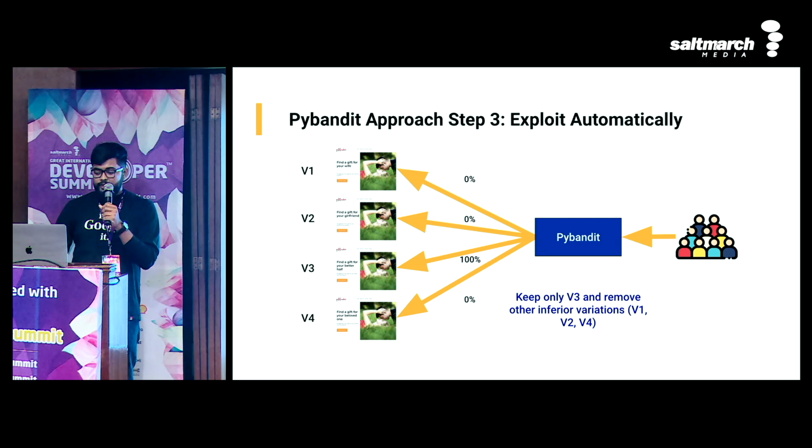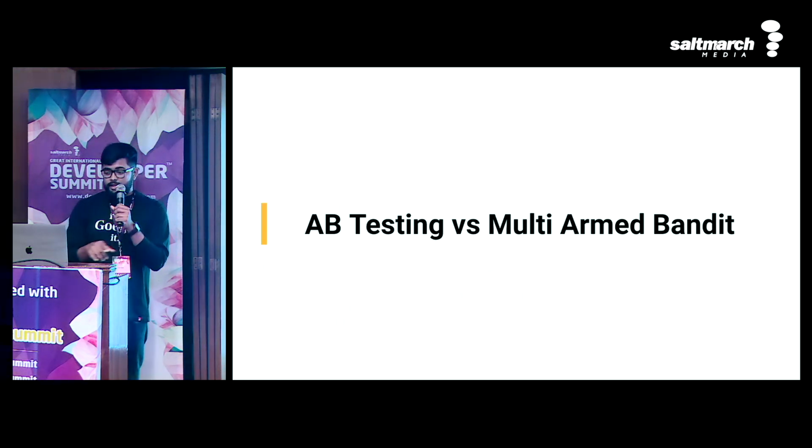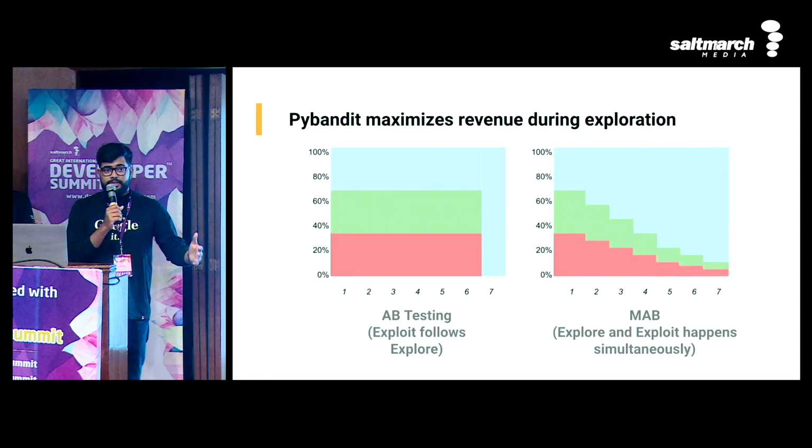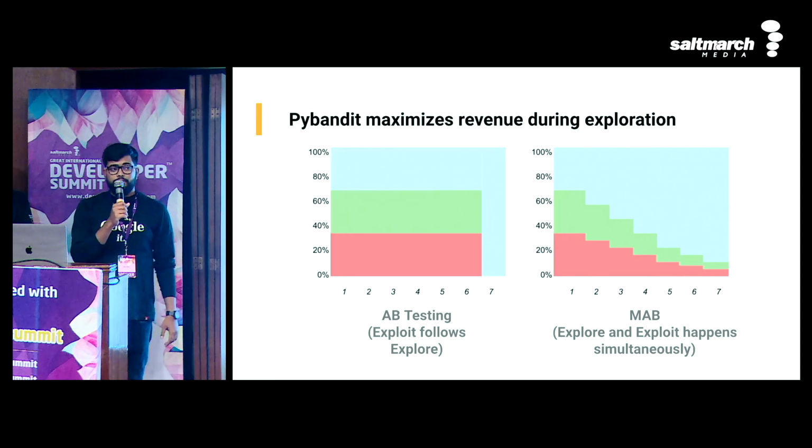Now let's see what's the main difference between A/B testing and multi-armed bandit. Here on the x-axis you will see the weeks, and on the y-axis the proportion of the population that gets to see the variations. Now in A/B testing, till 6 weeks every variation gets to enjoy 33% of the population. After 6 weeks, when the A/B testing is done, we will know which variation is best, and the whole traffic will be directed to the superior variation.